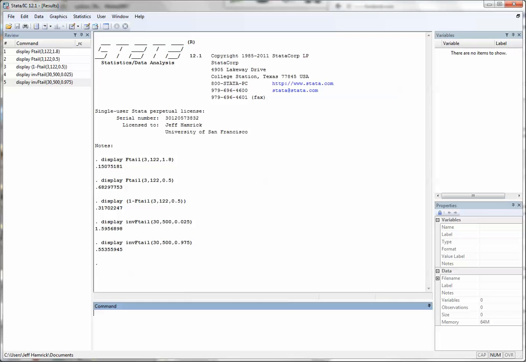Okay, so this is a little bit of how you can use Stata to compute probabilities related to F distributions, but also critical values related to F distributions.